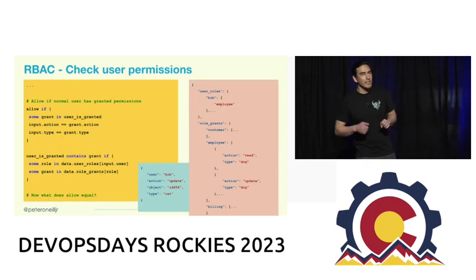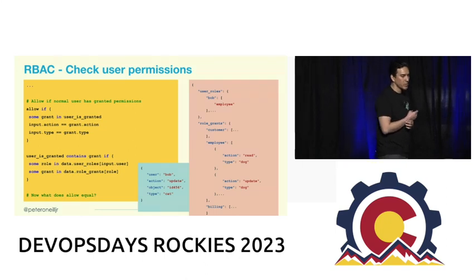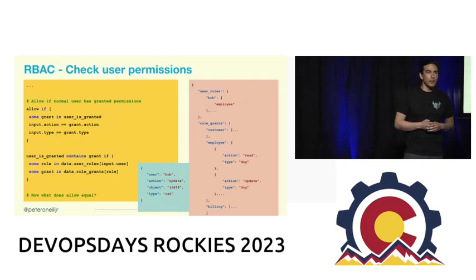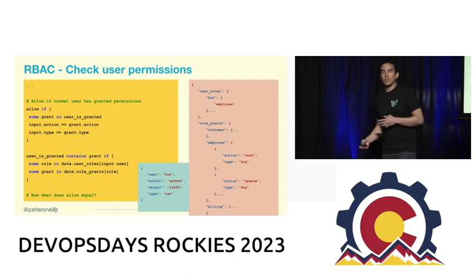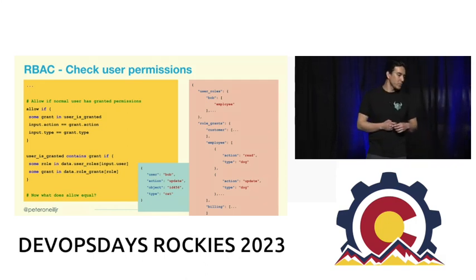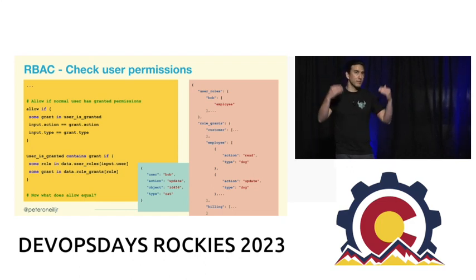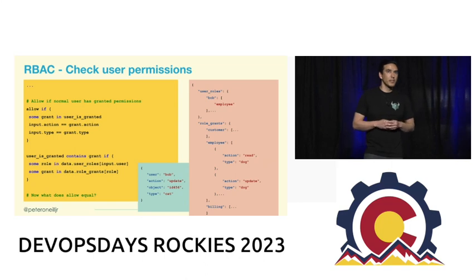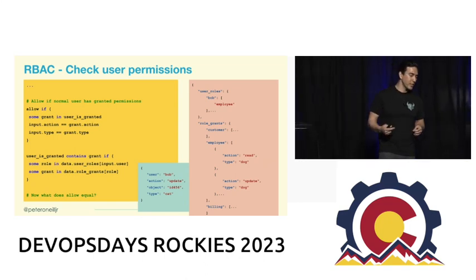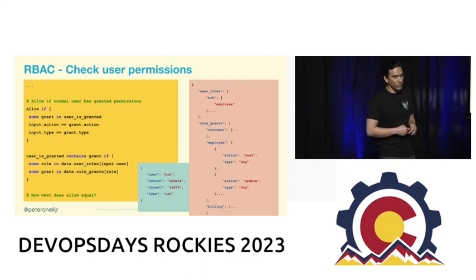But what if someone isn't an admin? Right, so if someone is not an admin, now we need to be a little more granular about what they can and can't do. So now it's allow if some grant in user is granted. So let's pop down, right? We have that user is granted contains grant if, right? And so now we're going to start looping through this data, right? Some role in user data roles for input.user.